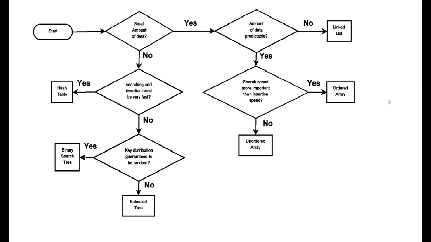Coming back towards the beginning, if we don't have a small amount of data, we've got lots of data, then we ask, is searching and insertion very fast? If the answer is yes, then we need a hash table. If the answer is no, we ask, is the key distribution guaranteed to be random? If it is going to fall out nicely, we use a binary search tree. If not, we use some kind of a balanced tree, either a red-black or an AVL.